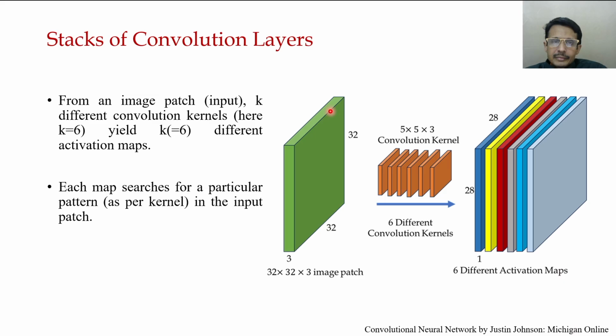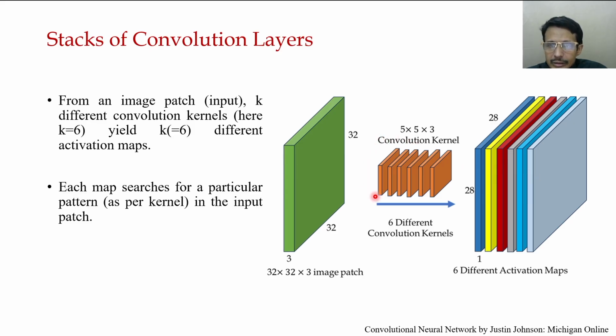Now the question is, how many such convolution kernels are there? For this example, you can see there are 6 convolution kernels. This is again the same image patch. Now k different convolution kernels. For this example, k is equal to 6. If there are k different convolution kernels, there will be 6 different activation maps, such that we give 6 different colors to these 6 different activation maps.